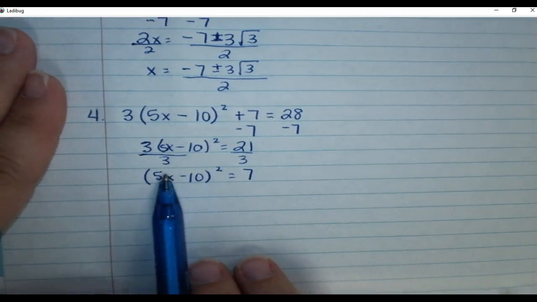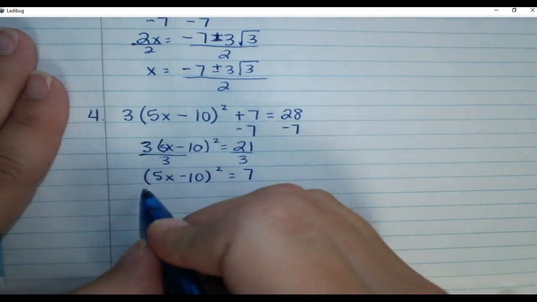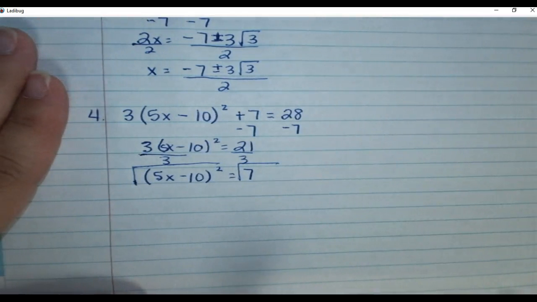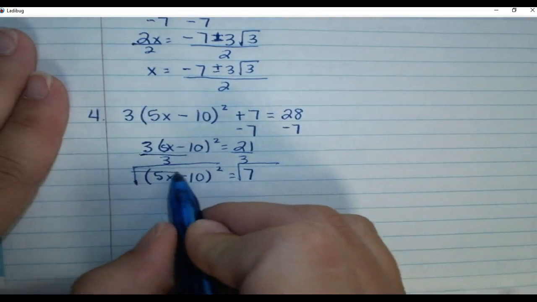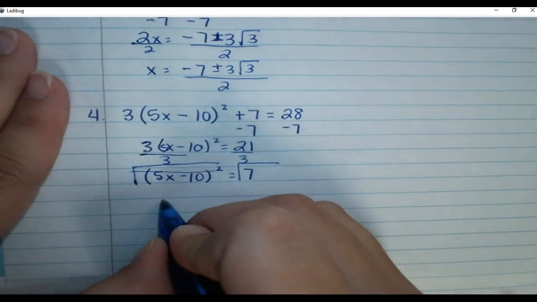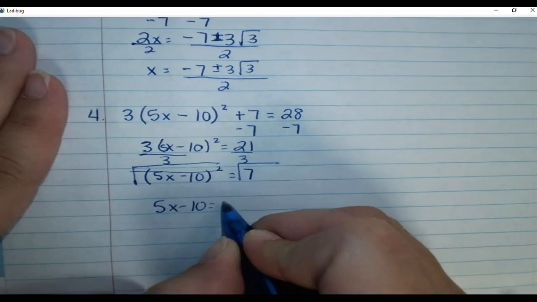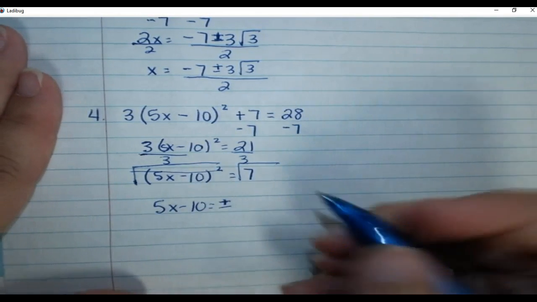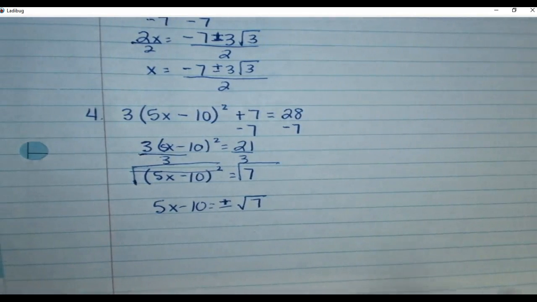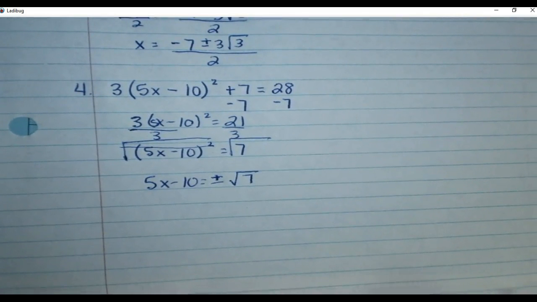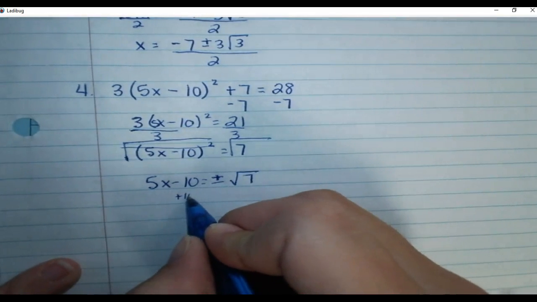So now, our parentheses are by themselves, so we got to get rid of that square, so square root. So again, we do that to get rid of that little square right there. So then we have 5x minus 10 equals plus or minus, and we don't know the square root of 7, so we bring him down. Now, could I simplify square root of 7? No, because 7 is prime, so that's it. So then I just want to solve for x, so what should I do? Add 10.